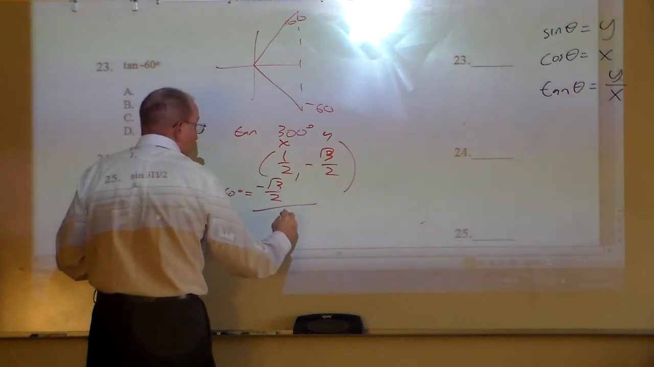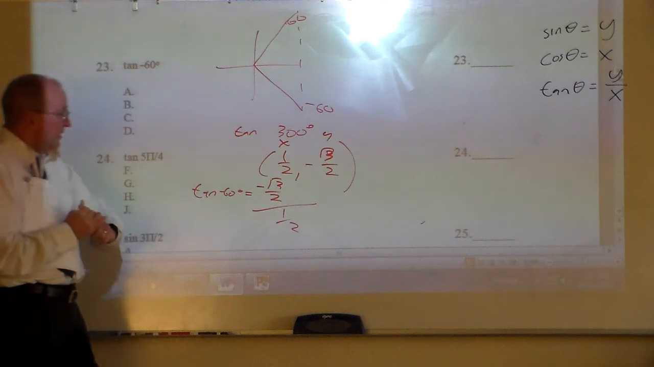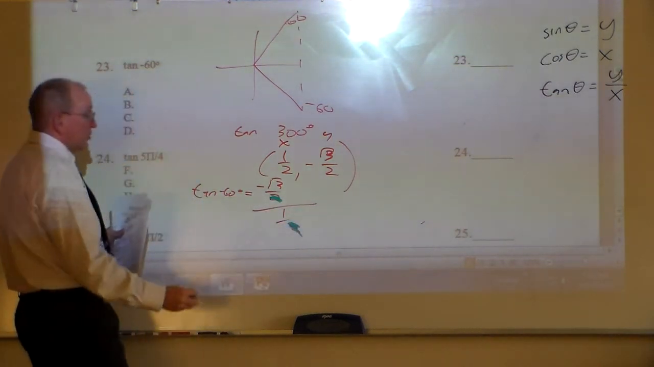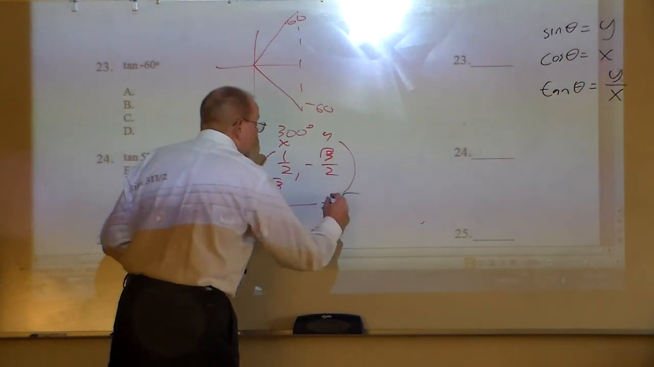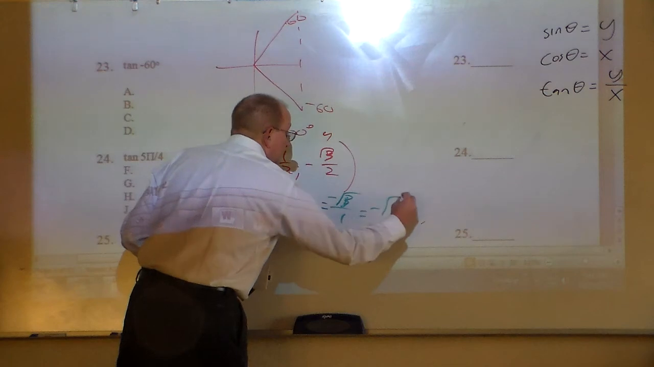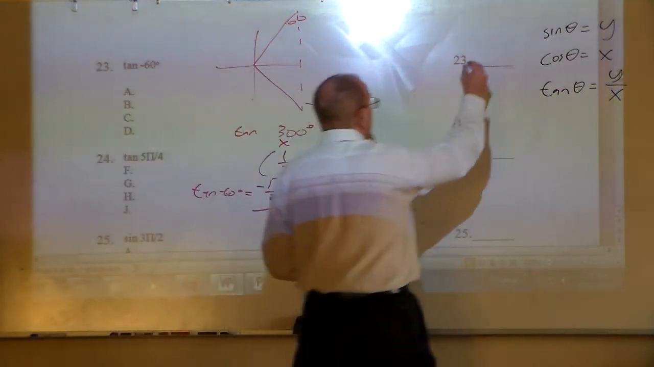So that means the tangent of negative 60 will be negative square root of 3 over 2 over 1/2. Well, once again, let's look at this right here. What can we do with the 2's? We know they're going to be the same. I can cross them out, meaning I have just negative square root of 3 over 1, or just negative square root of 3. So the answer to 23 is negative square root of 3.